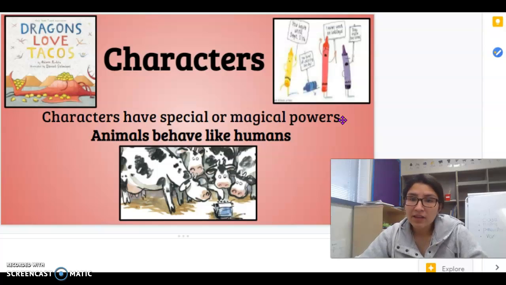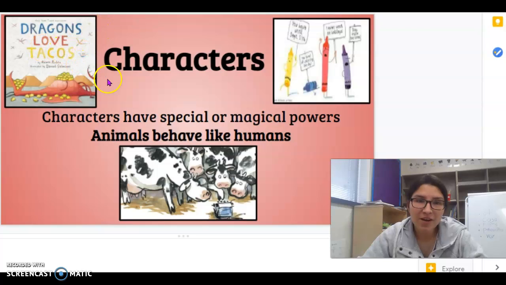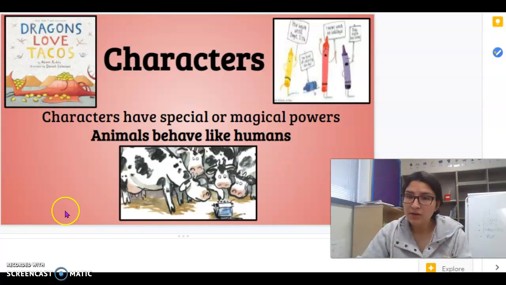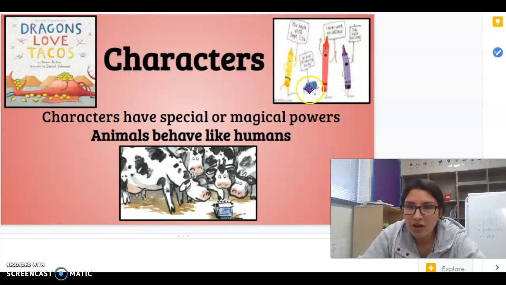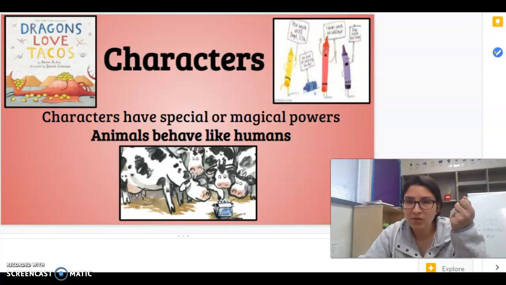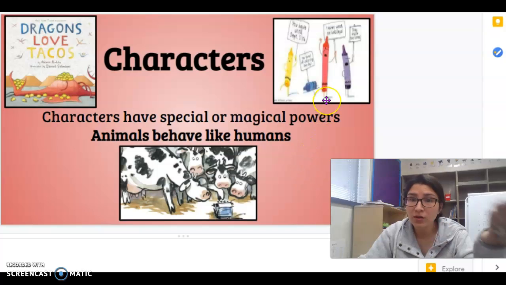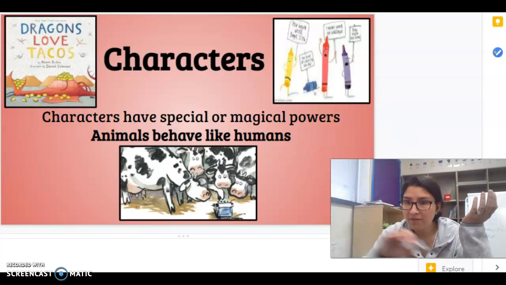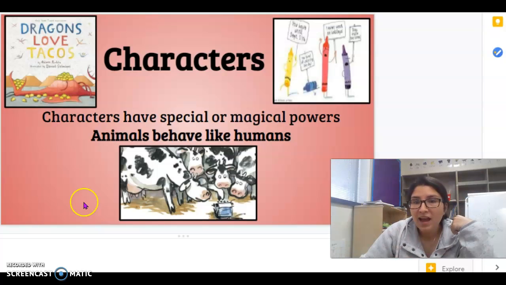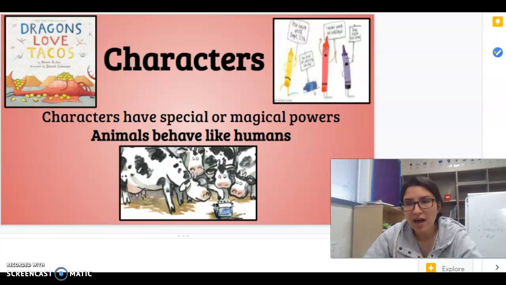Animals behave like humans. So right here, dragons love tacos. This is a good example of a fantasy story. One, dragons don't exist. Two, if they did, I don't think they'd be eating tacos. And right here you have some talking crowns holding up signs. So these are not even animals. These are creatures that come to life. You're not going to have markers or crowns coming to life. That is just not going to happen. And then in this one right here, you have talking cows that can type. That cannot happen, right?